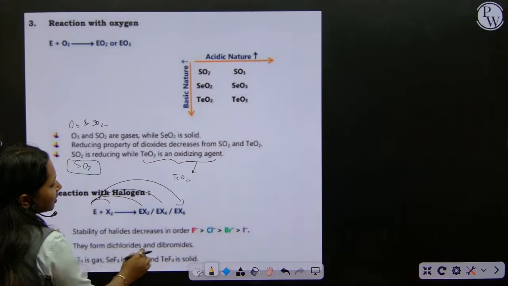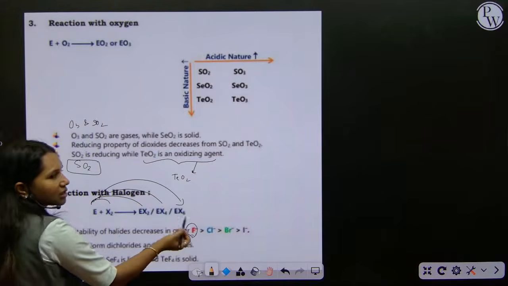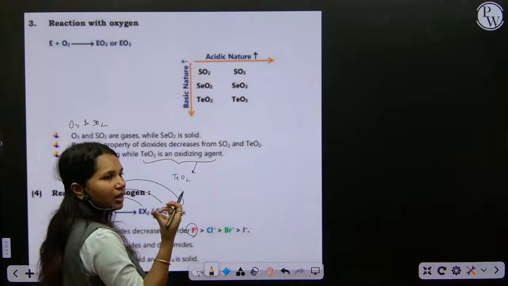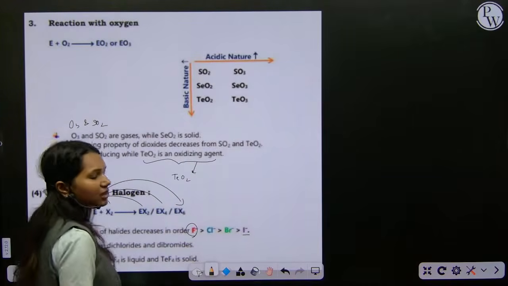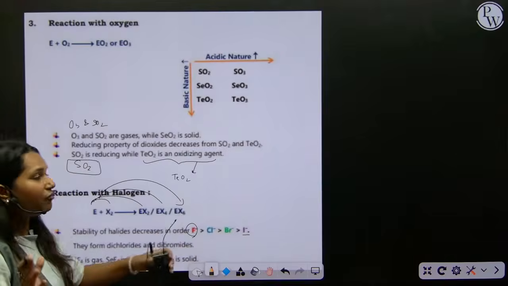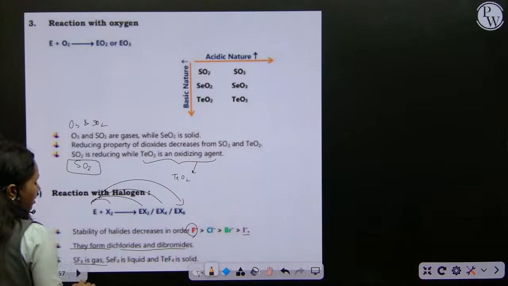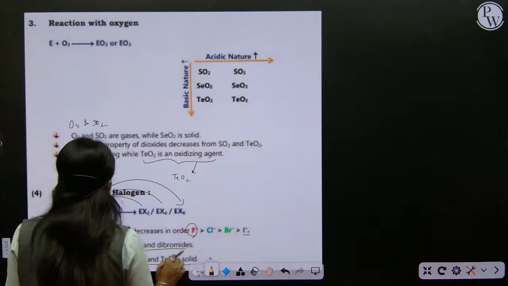Stability of halides decreases because fluorine is small in size, right? So this can make a better stable compound. Iodine is very large in size, so it cannot diffuse well. They form dichlorides and dibromides. SF4 is a gas, SeF4 is liquid, and TeF4 is solid.